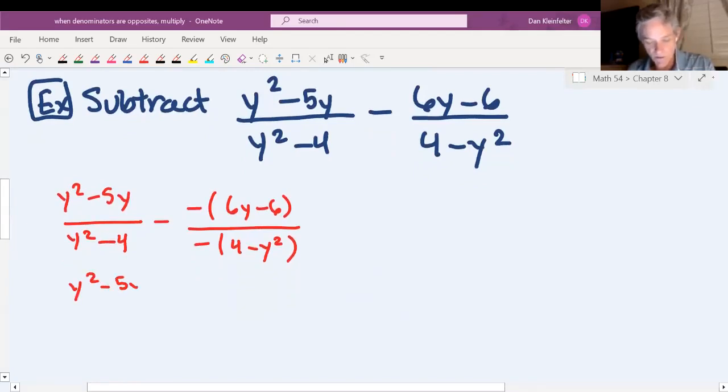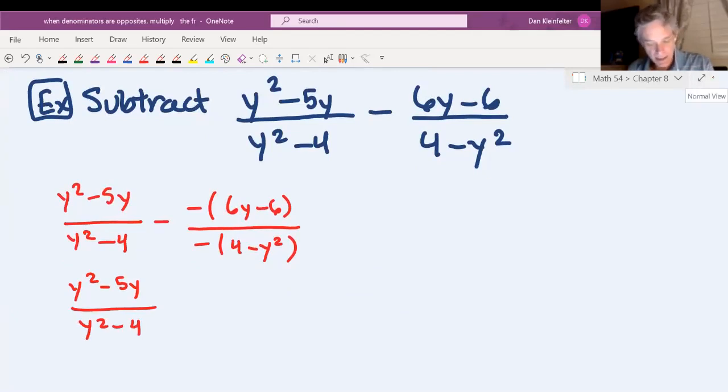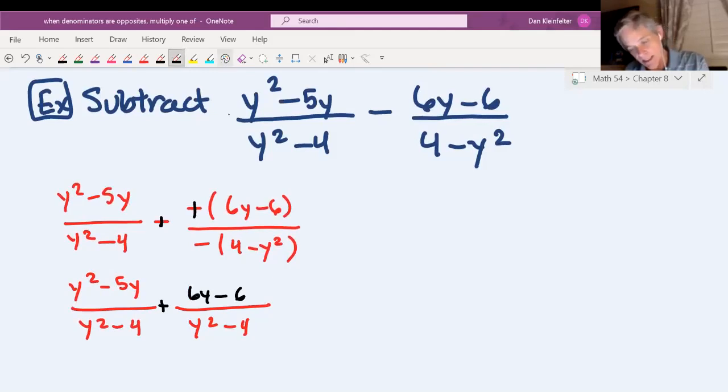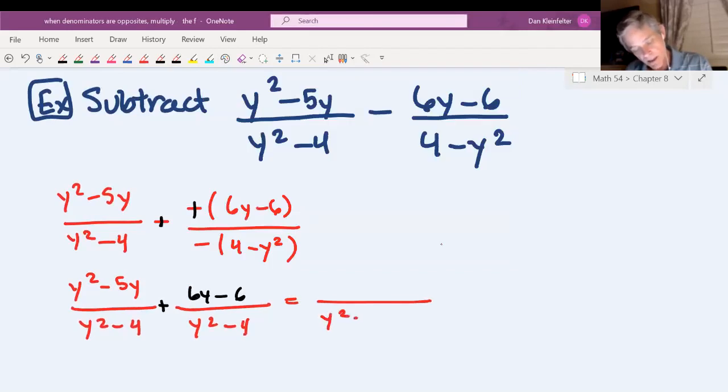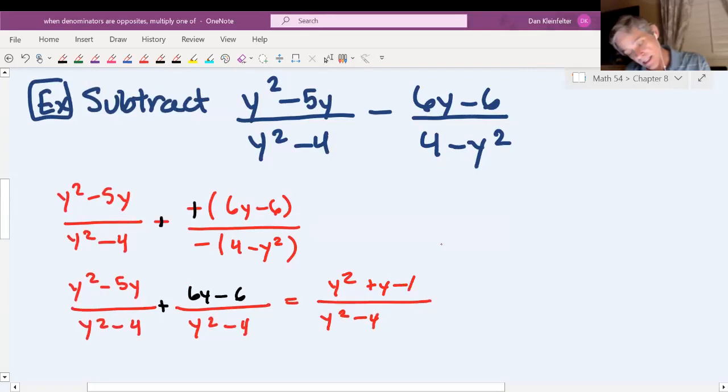So our first fraction is going to stay the same once again. And then in the denominator, that will give us y squared minus 4, which is what we want. And then the minus minus that we've got is going to turn into an addition, actually, isn't it? Okay, so we're going to add that 6y minus 6. All right, so down below we have y squared minus 4. And then combining terms, we'll have y squared plus 1y minus 6.